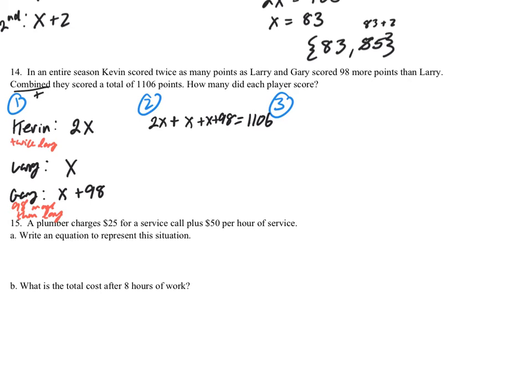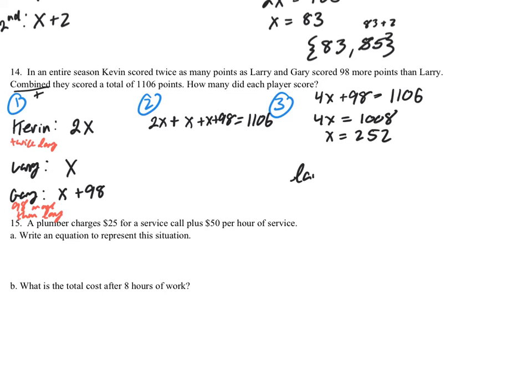So I'm going to start by simplifying, combining like terms. So that's 4x plus 98 equals 1,106. Then we can go ahead and take 1,106 minus 98, so subtracting 98 from both sides to get 4x equals 1,008. Divide both sides by 4, and we get x equals 252. We still need to answer our question.